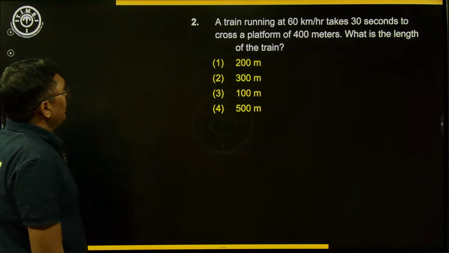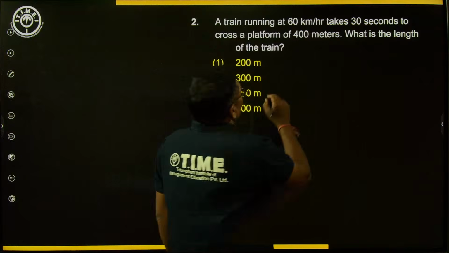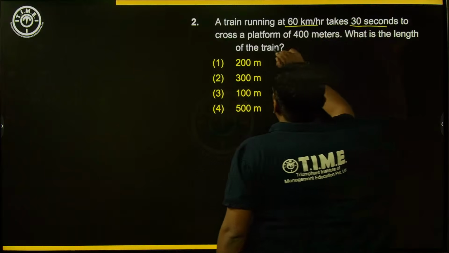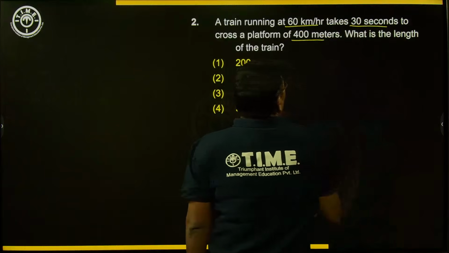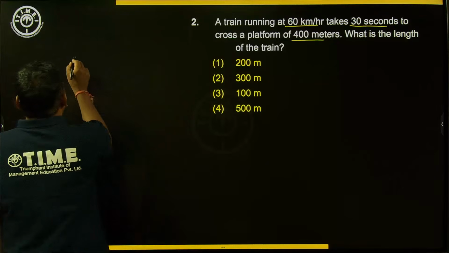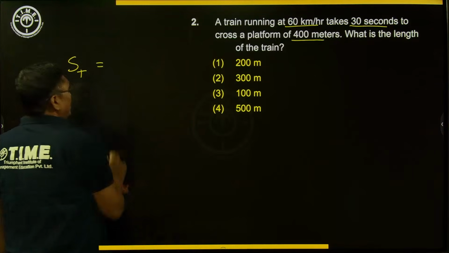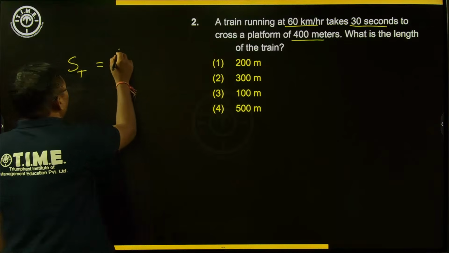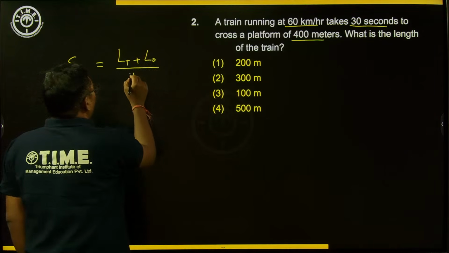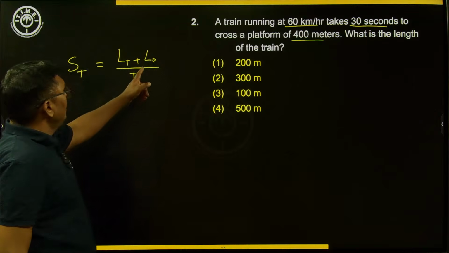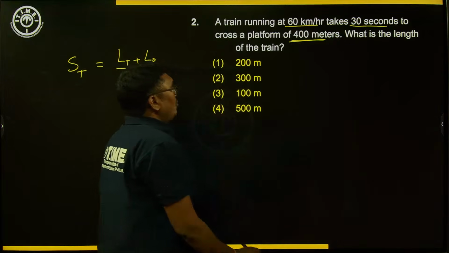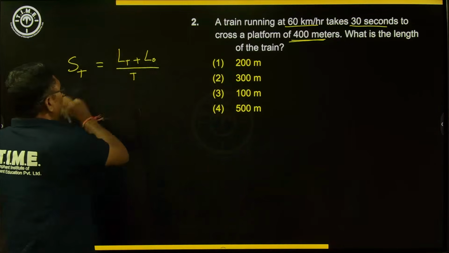Read the second question. A train running at a speed of 60 kmph takes 30 seconds to cross a platform of 400 meters. What is the length of the train? So what is the speed of the train? Speed of the train is given by length of the train plus length of the object by time taken to cross the object. Here the object is our platform, 400 meters. So we have to find the length of the train.